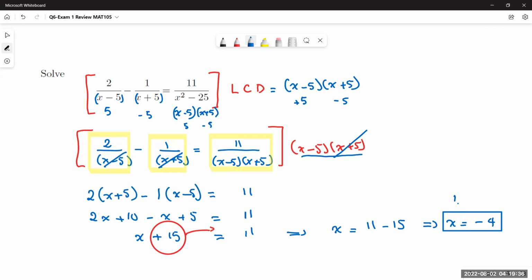For this one, the LCD is different than 0. That's the only checking that you're going to do. So if the LCD is different than 0, then you keep it, all right? You keep this one, and your final solution set S should be just minus 4.